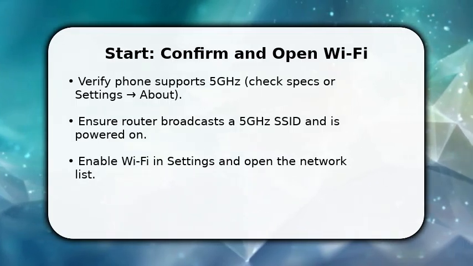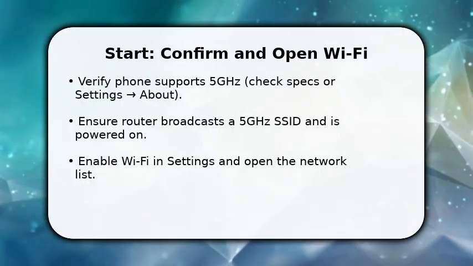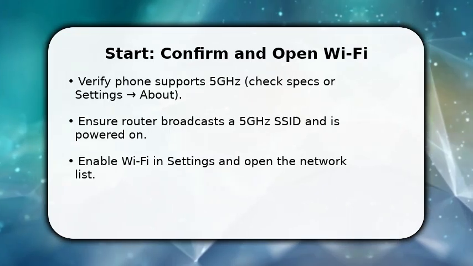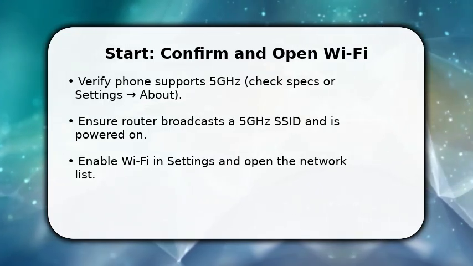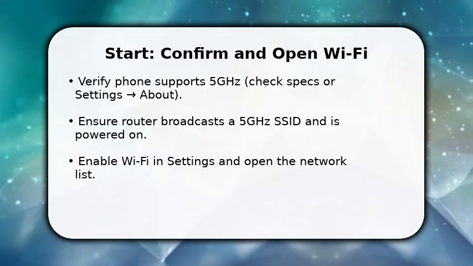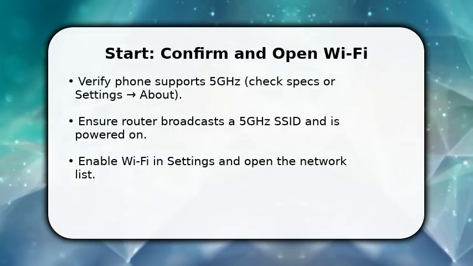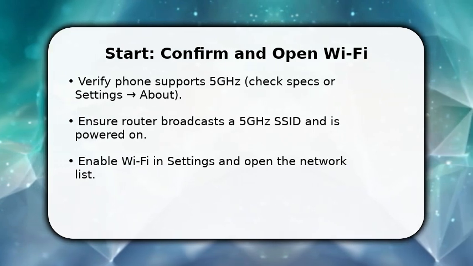You choose the SSID labeled for 5 GHz. Many routers append 5G to the name because 5 GHz reduces interference and increases throughput. If you don't see it, move closer to the router and refresh the list. These first checks avoid wasted steps later.